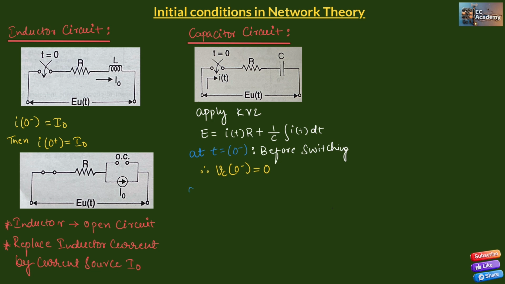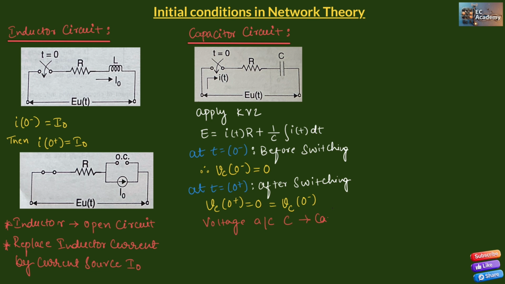Now, at t is equal to 0 plus, which is just after switching, the voltage across the capacitor cannot change suddenly. So Vc 0 plus will also be equal to 0, which is same as Vc 0 minus. Why? Because voltage across the capacitor cannot change suddenly. So at t is equal to 0 plus, the capacitor will act as a short circuit.